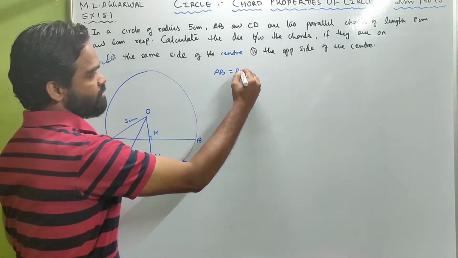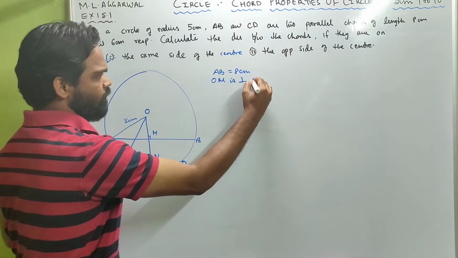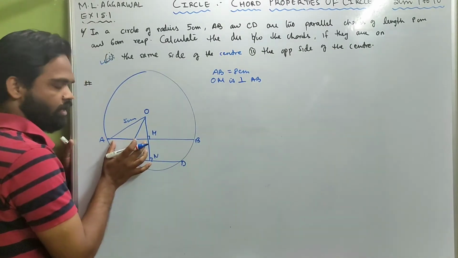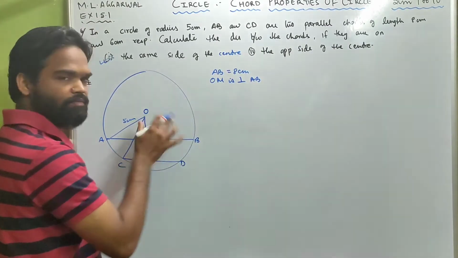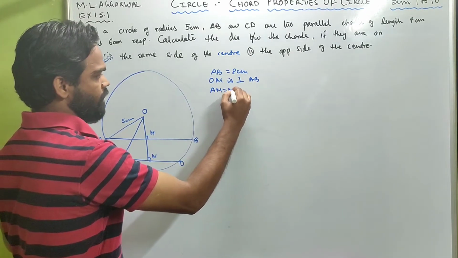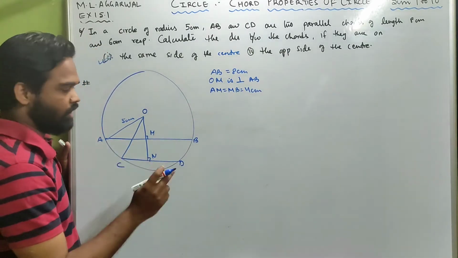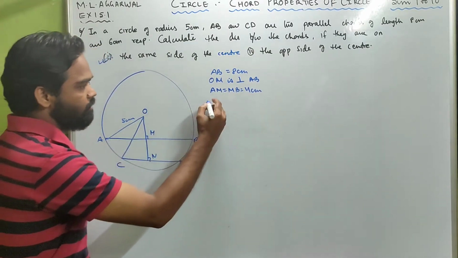AB is 8 centimeter. OM is perpendicular to AB, which means AM and MB will be same. OM will divide AB into 2 equal halves. That is AM equals MB equals 4 centimeter each. Now look at triangle OMA.